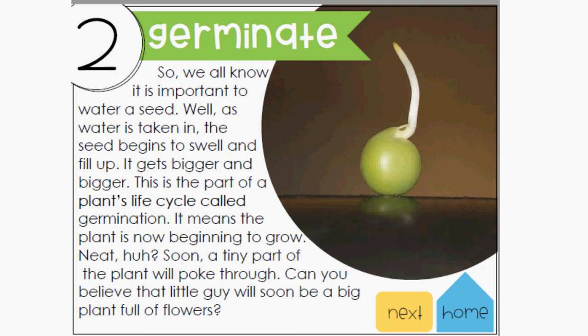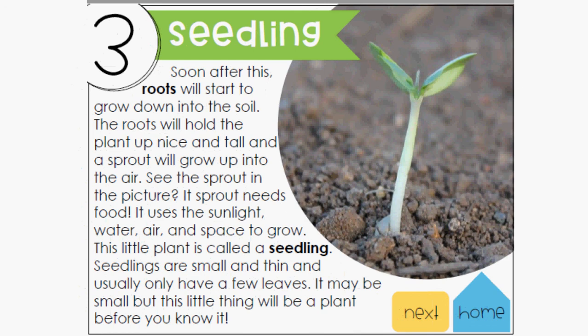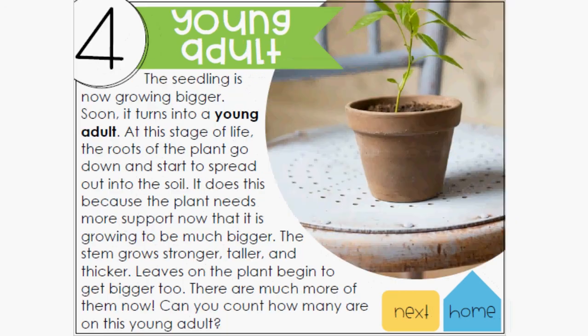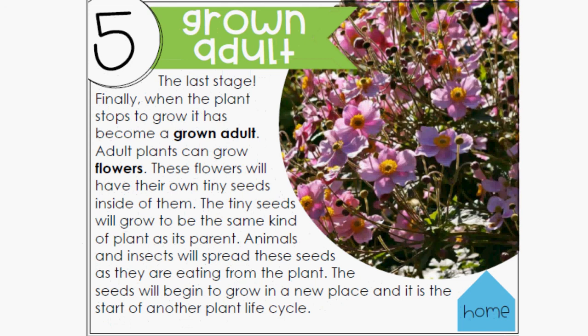All that water starts getting in, the seed starts getting bigger and bigger, and finally it pops, and a little part of the plant starts to pop out. Finally, the seed starts growing more. The stem starts going up, roots start going down. We call this a seedling. Stage 4 is a young adult. Stem's getting taller, leaves are starting to grow more, and finally the grown adult, the full-grown plant: flowers, seeds, ready to start the process all over again.